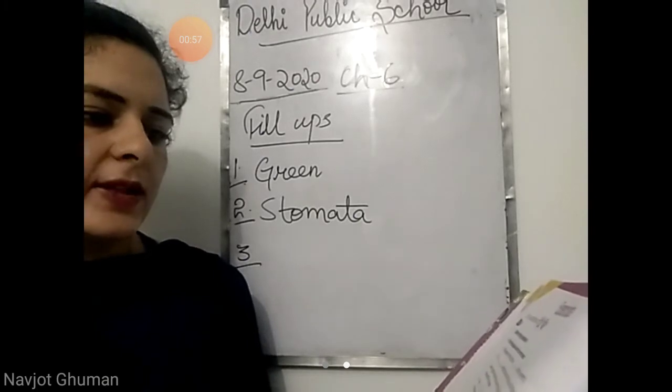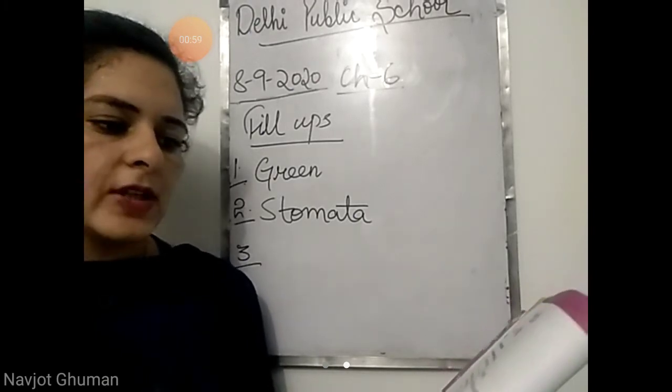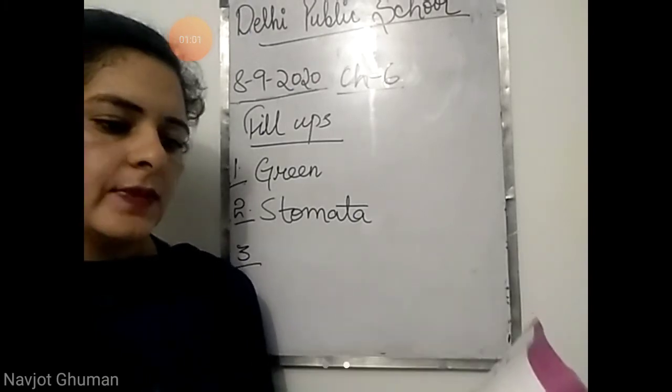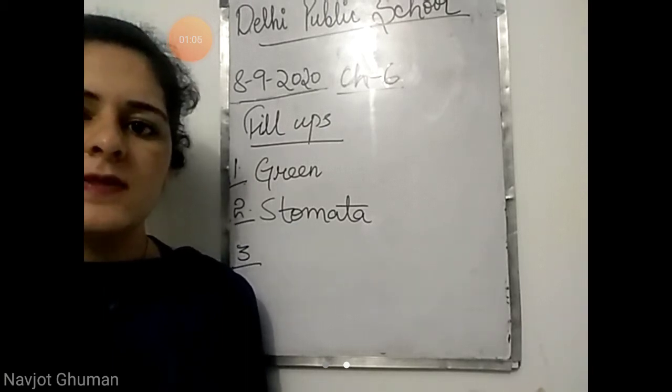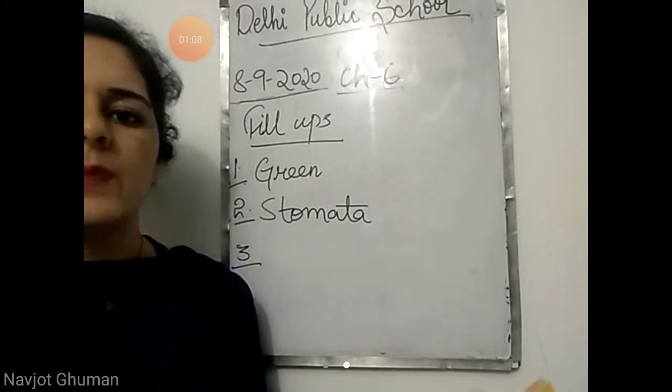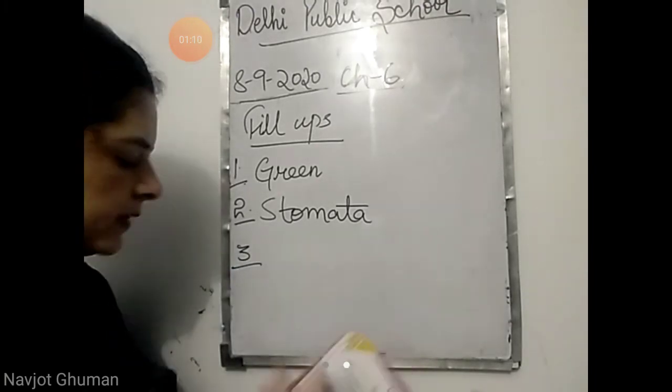Green plants make their own food with the help of dash in the leaves. What is present in the leaves? Which substance is present in the leaves that is responsible for preparing food? That is chlorophyll.